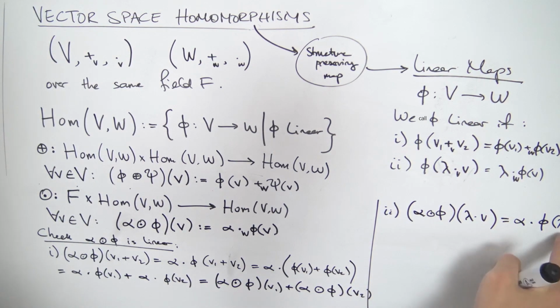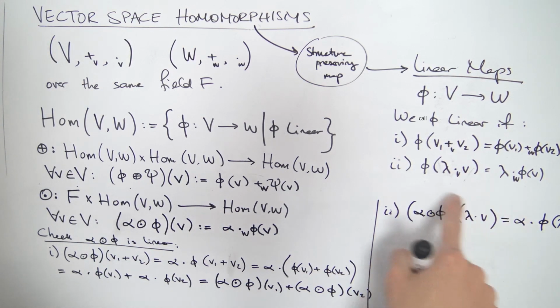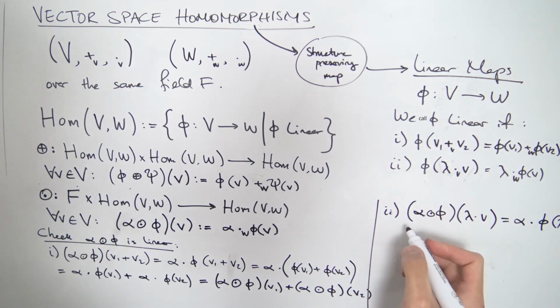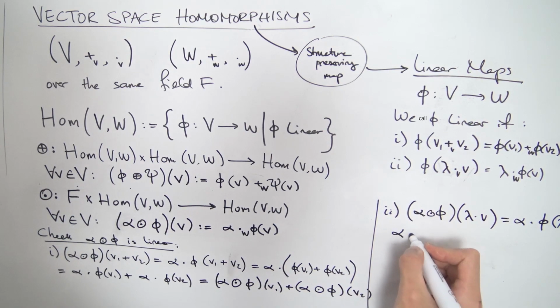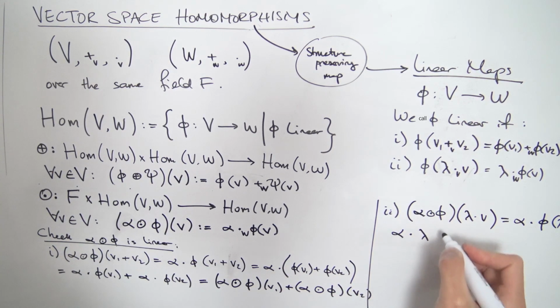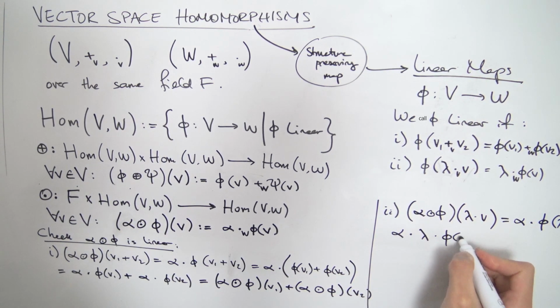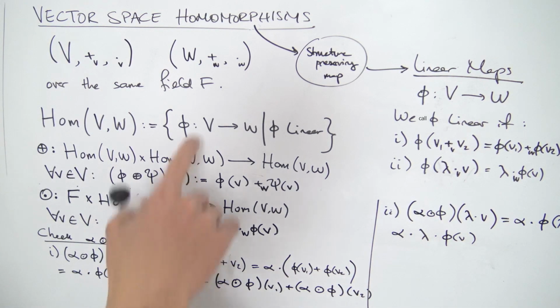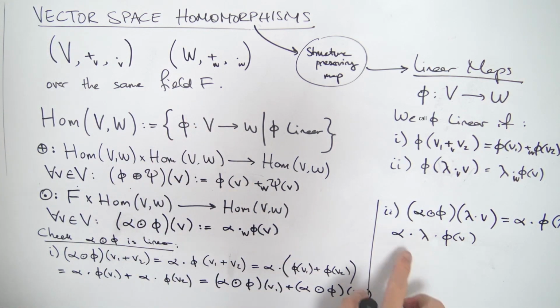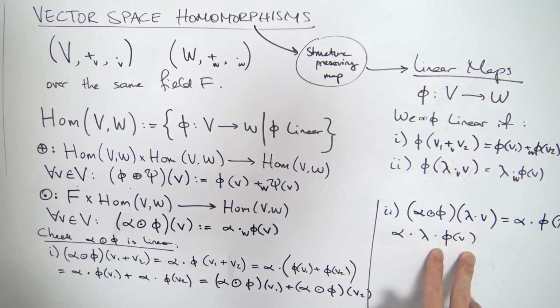Okay, next thing we can do, let's bring this lambda scalar out to the front, because this phi is linear, so we can use this second property of a linear map. So this is going to give us alpha times lambda times phi of V. And that's why, again, everything needs to be over the same field, otherwise you have a problem multiplying elements of potentially different fields. So that's why everything's over the same field F. So from here, what can we do?